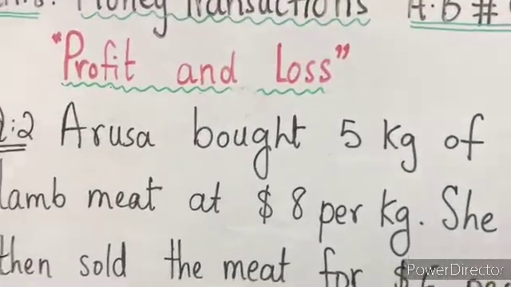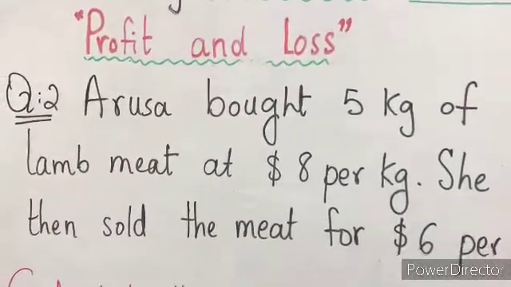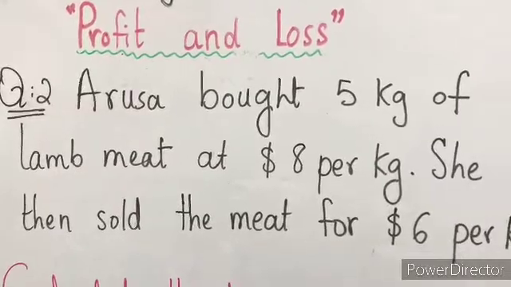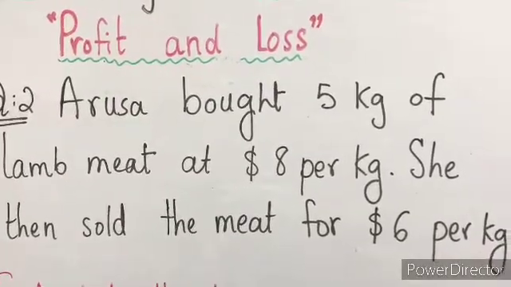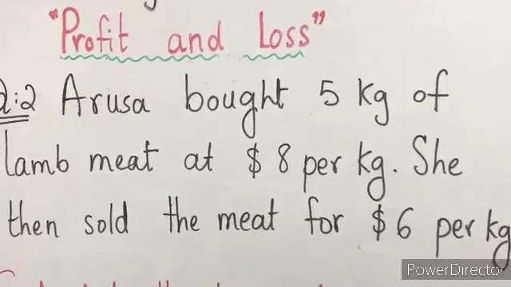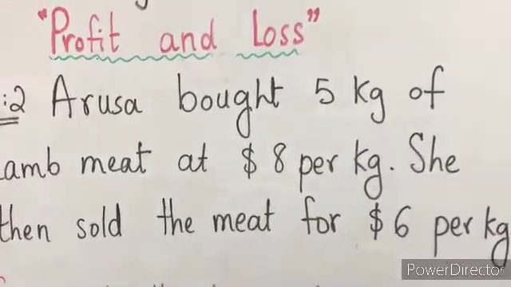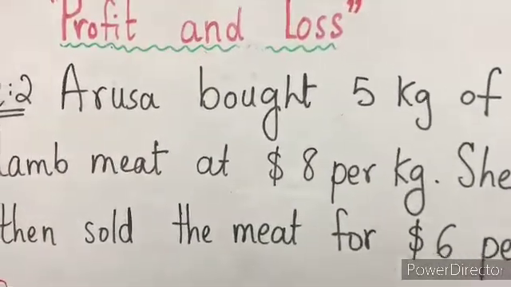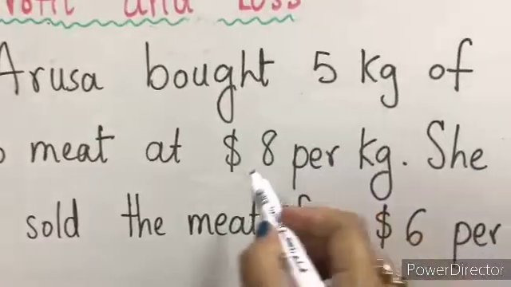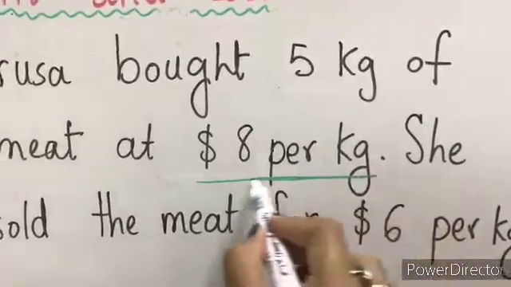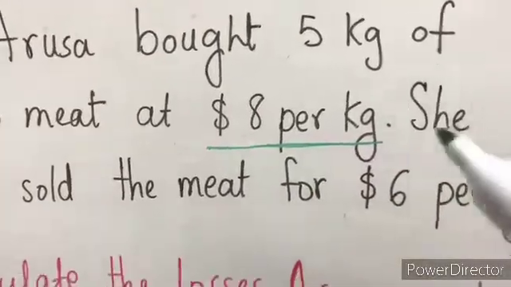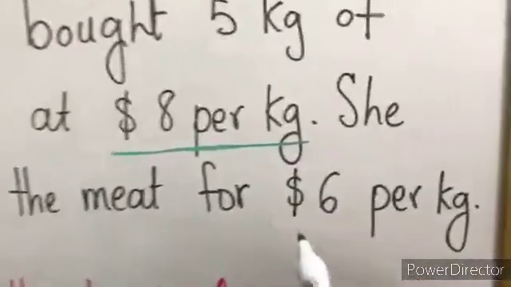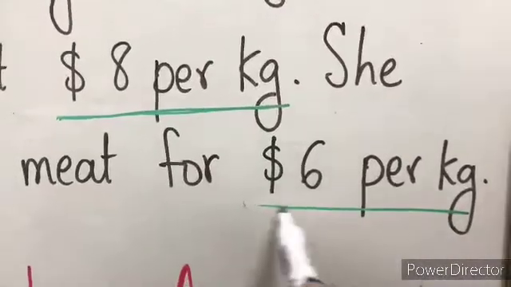So students, in the same activity book, page number 62, you have another question to find out about profit or loss. Arusa bought 5 kg of lamb meat at $8 per kg. She then sold the meat for $6 per kg. Now you have to see one thing, that she purchased the meat at $8 per kg, and then she sold the meat at $6 per kg.